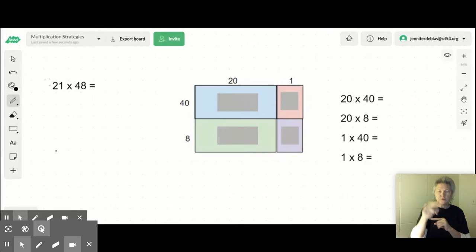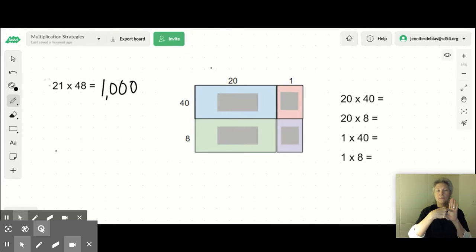Okay, so I'm going to look at my problem here, 21 times 48. I want to make that quick estimate so that I know that my final product is reasonable. So I'm going to round 21 to 20, and I'm going to round 48 to 50. 20 times 50, if I think of it as 2 tens times 50, that would be 100 tens or 1,000. So I'm just going to put that over here so that when I get my final product, I can check it with my estimate.